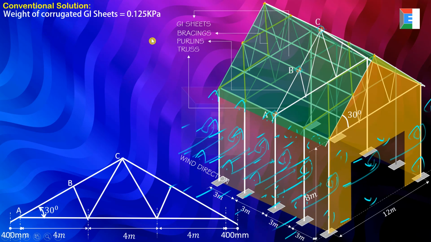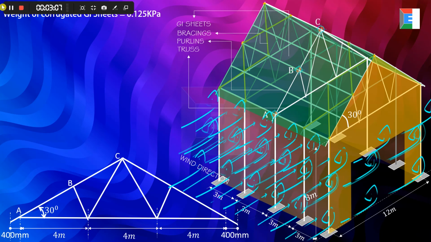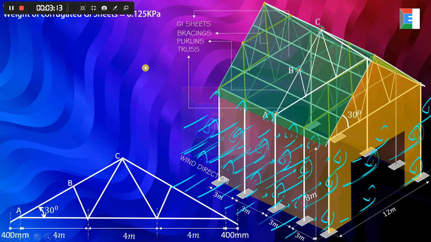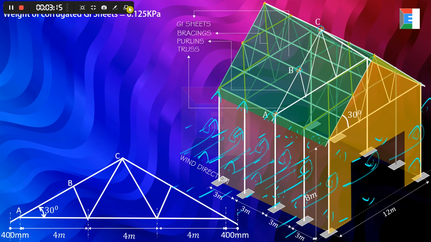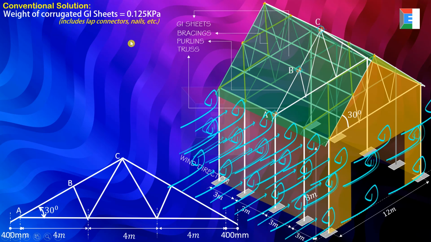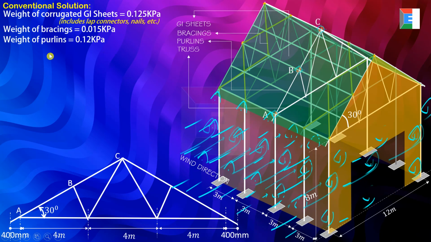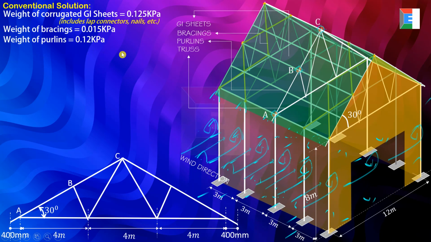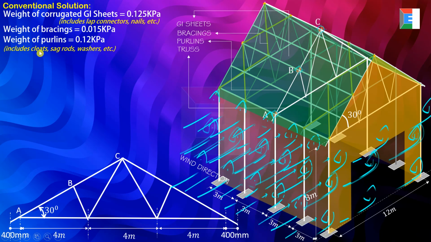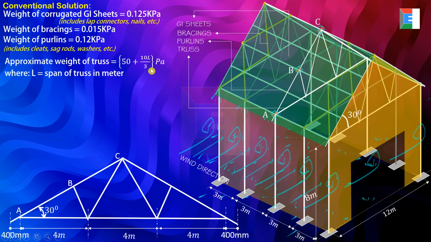So yung weight ng corrugated GI sheets is 0.125 kPa of the plan area. So this includes yung mga lap connectors, yung mga nails, etc. Yung weight ng bracing natin is 0.015 kPa again of the plan area. Yung sa purlins natin is 0.12 kPa of the plan area. So this includes yung mga sagrads, yung mga washer, yung mga clips, etc. Yung approximate weight ng truss natin is 50 plus 10 L over 3 in Pascal.